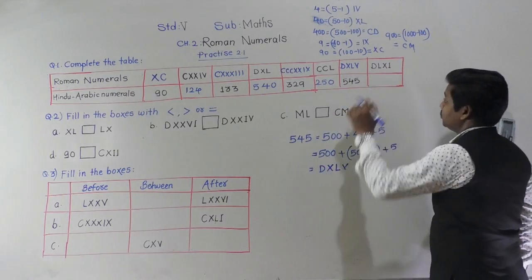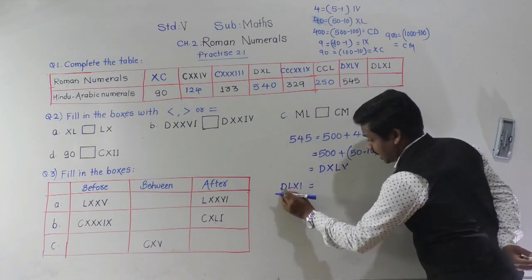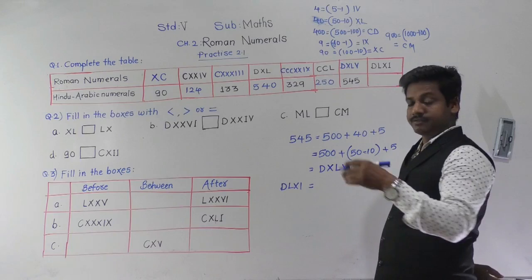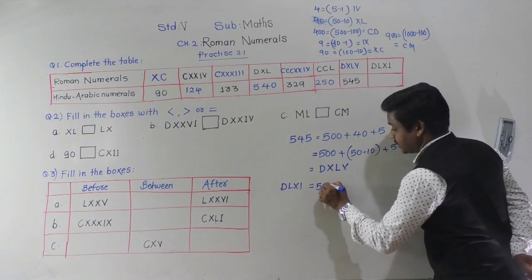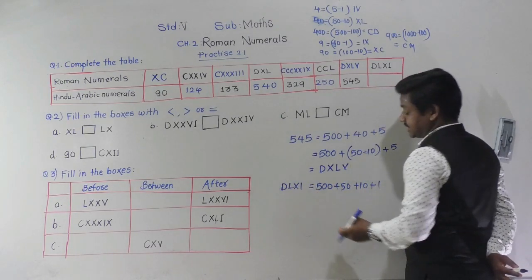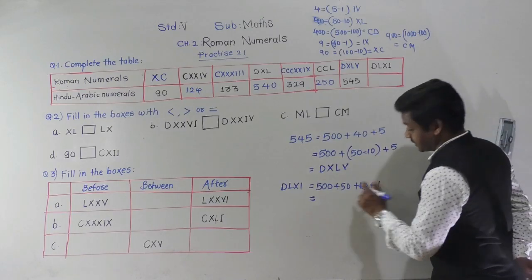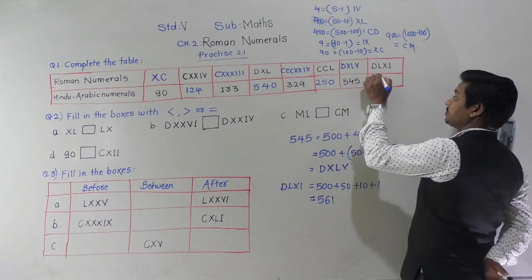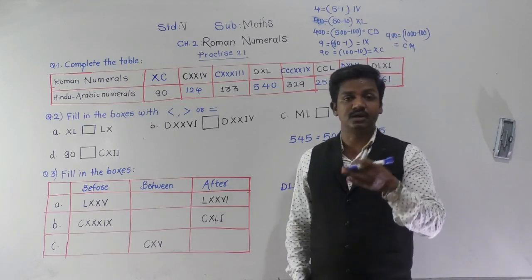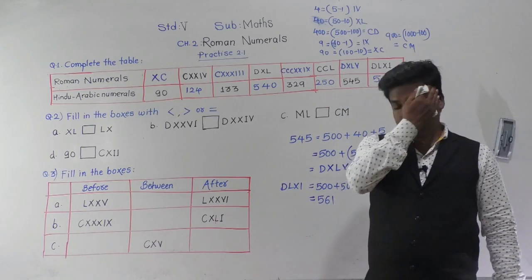Next, the Roman numeral DLXI is given. Here D means 500, then there is L. L is smaller than D, that is, a smaller symbol appears after a greater symbol, so its value gets added. D means 500 plus L means 50 plus X means 10 plus I means 1. See, there is descending order of symbols, so their values get added. 500 plus 50 plus 10, 60, plus 1, 61. That is 561. Understood? So this way we have to write Roman numerals, or when Roman numerals are given, we have to convert them into Hindu Arabic numerals. Okay.